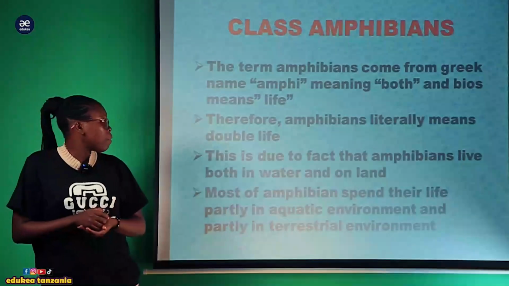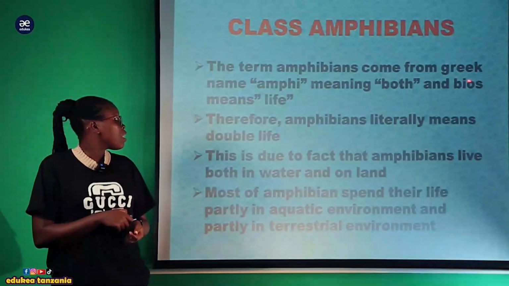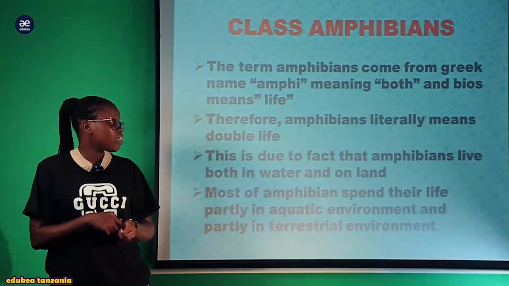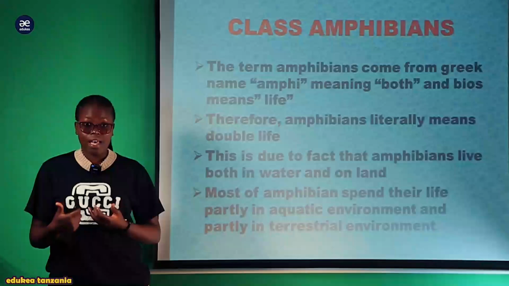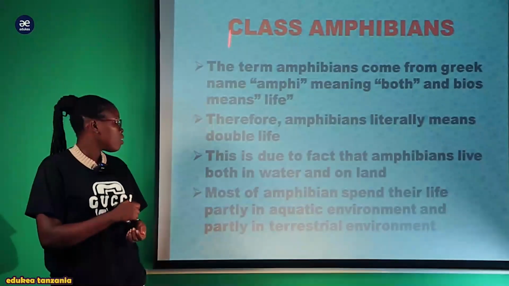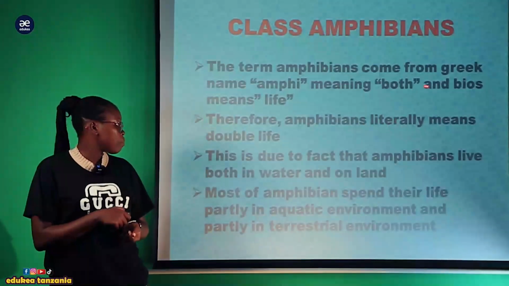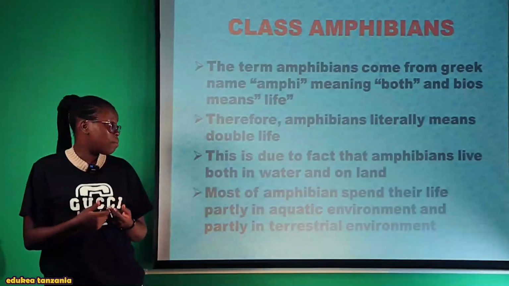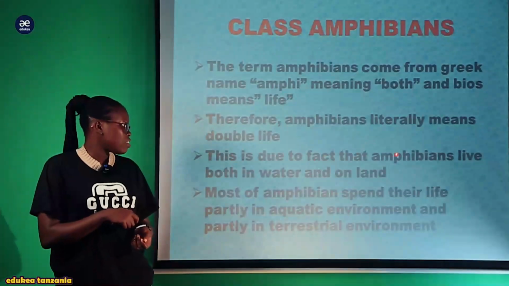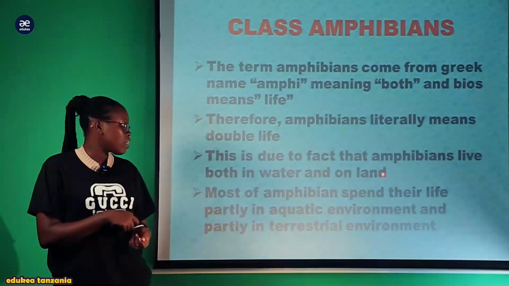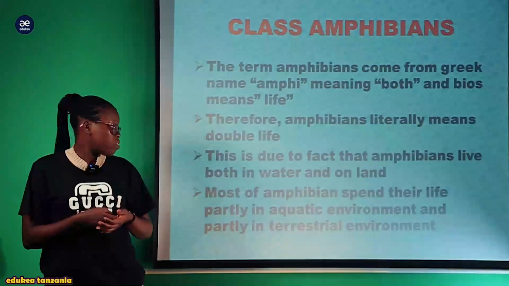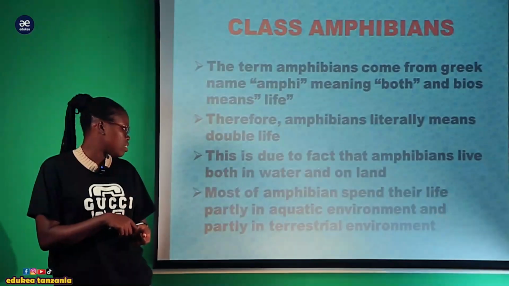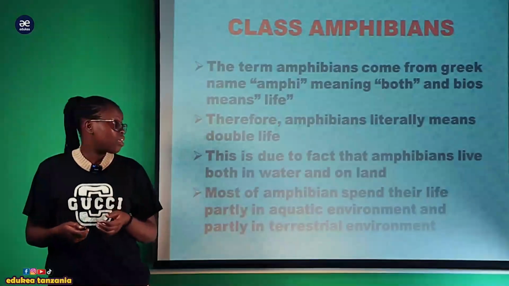So the term amphibians comes from a Greek name, amphi, meaning both, and bios, meaning life. So therefore, amphibia literally means the double life. These are the organisms which live the double life. This is due to the fact that amphibia live both in water and on land. So most amphibia spend their life partially in aquatic environment and partially in terrestrial environment.